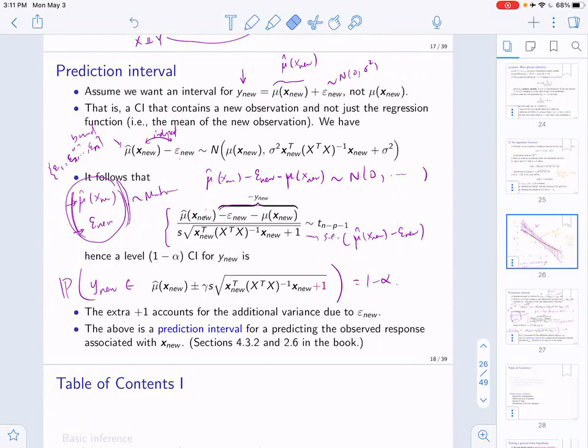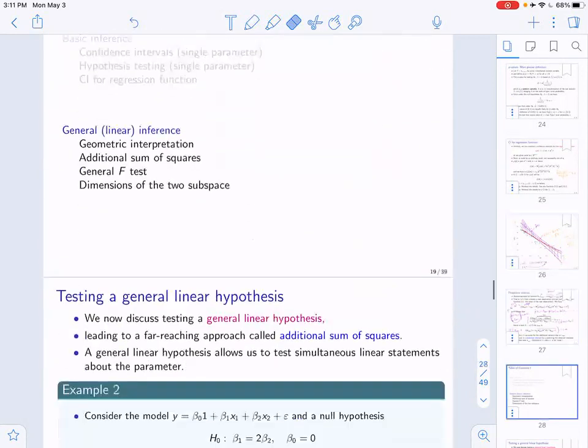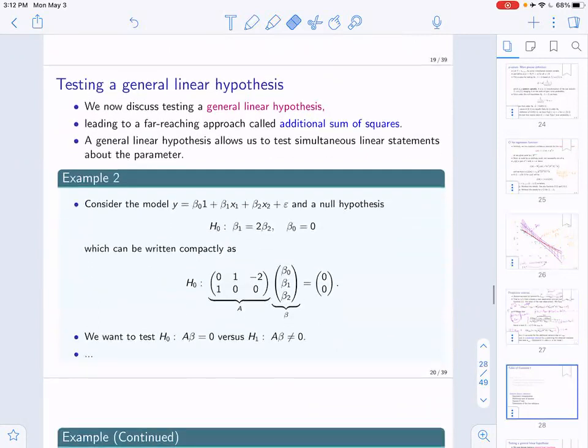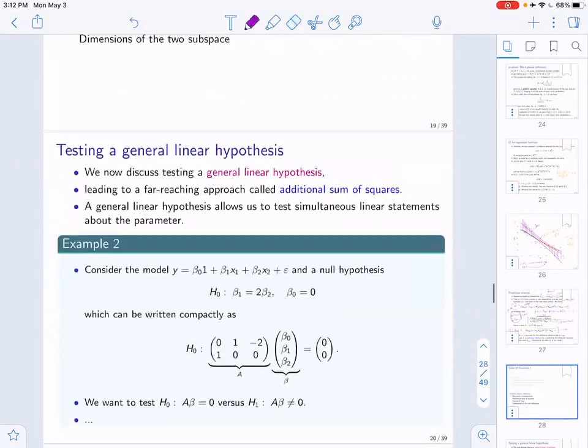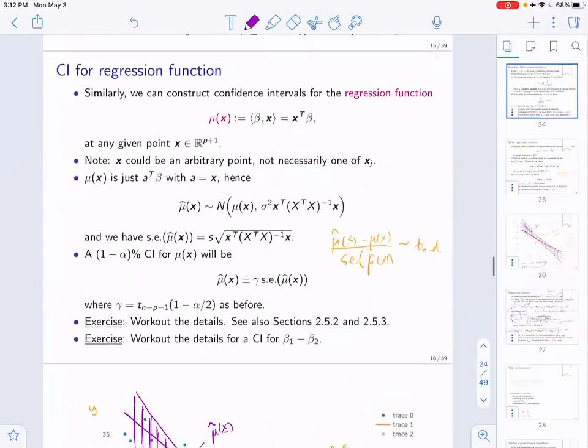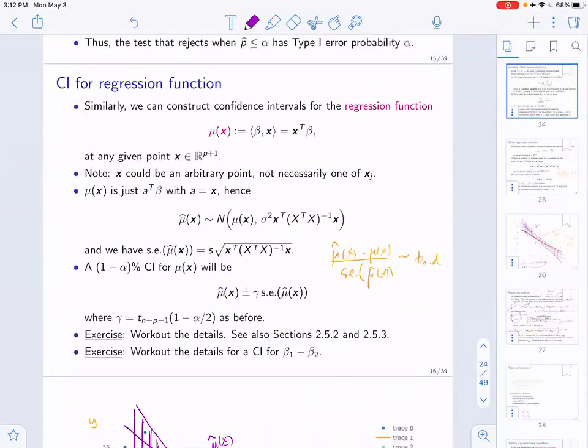Okay, so this chapter of the course is done. We're still in chapter 4, but we're now going to move on to testing something a little bit more general. Based on the previous discussion, you should be able to test beta 1 equal to beta 2 versus beta 1 not equal to beta 2. If you understand what we did today, you can build the hypothesis test. All the things that I discussed about confidence intervals just carry over to the hypothesis test.